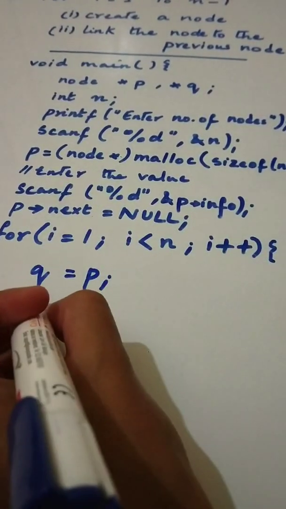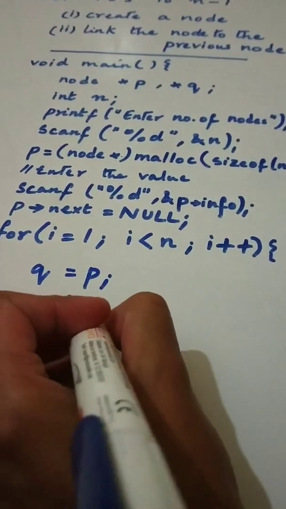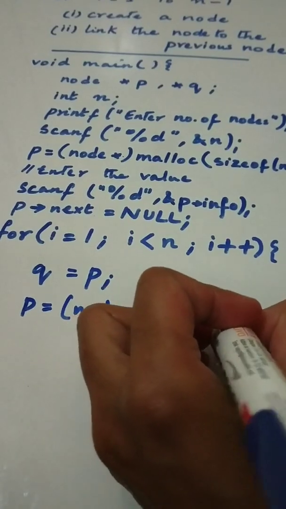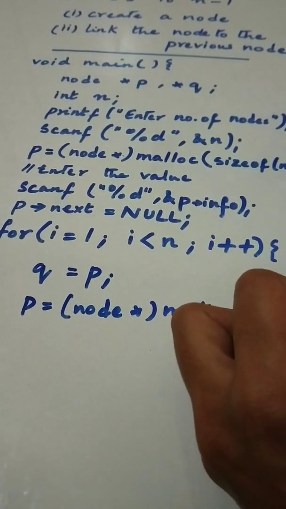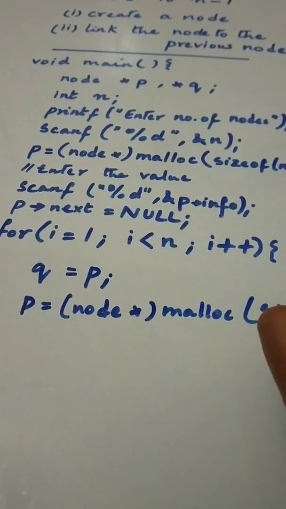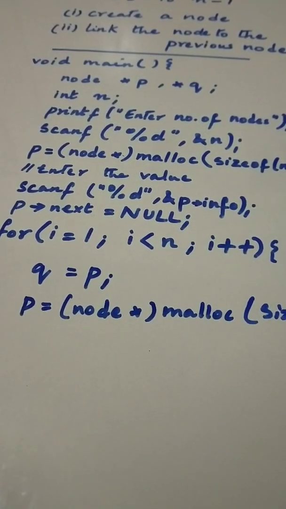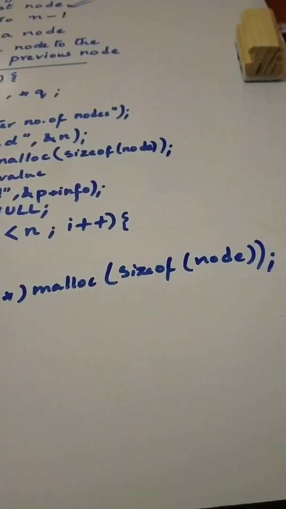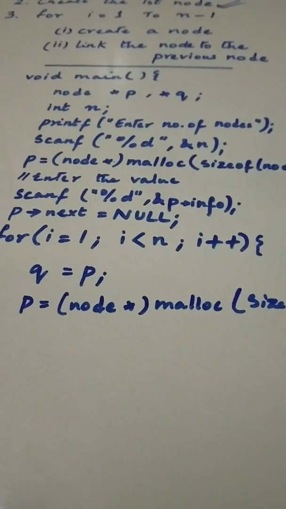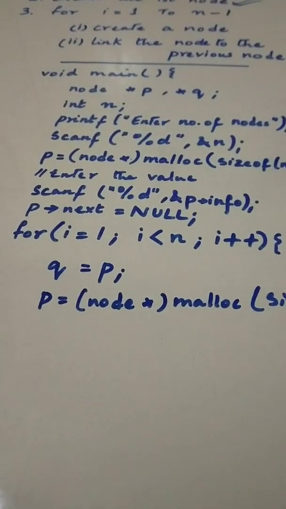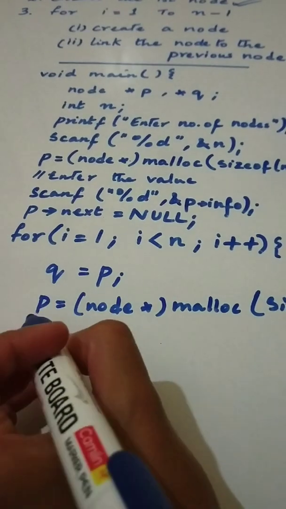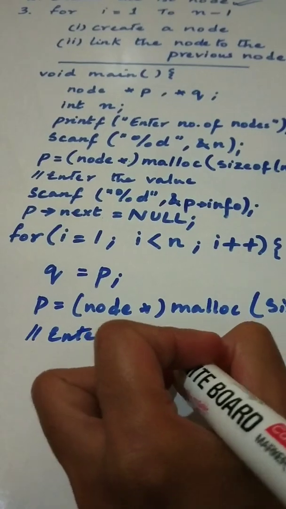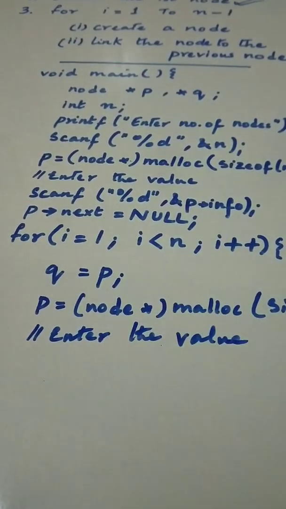Then after that, I'm going to say p is equal to the same step of allocating memory, malloc size of node. If you see here, I've written size of node. So that should be fine. Then after that, what am I going to do? I'm going to take in input again. Please write a print statement here. I am skipping that step, I'm just giving it as a comment.